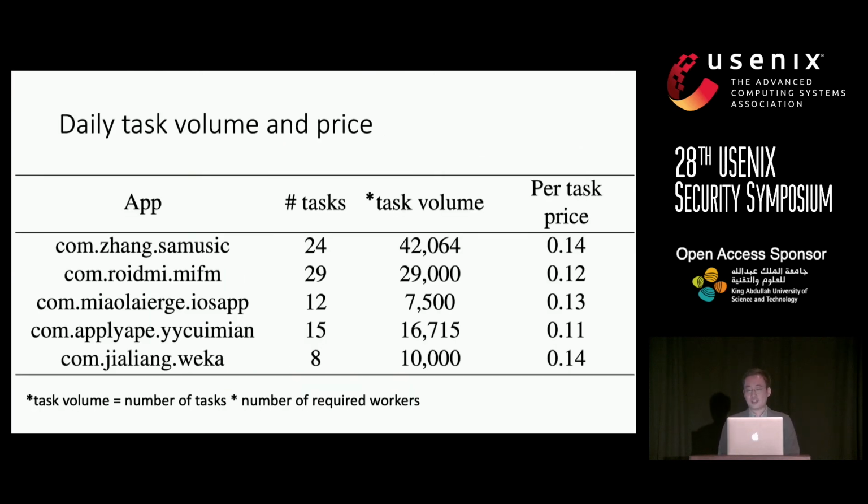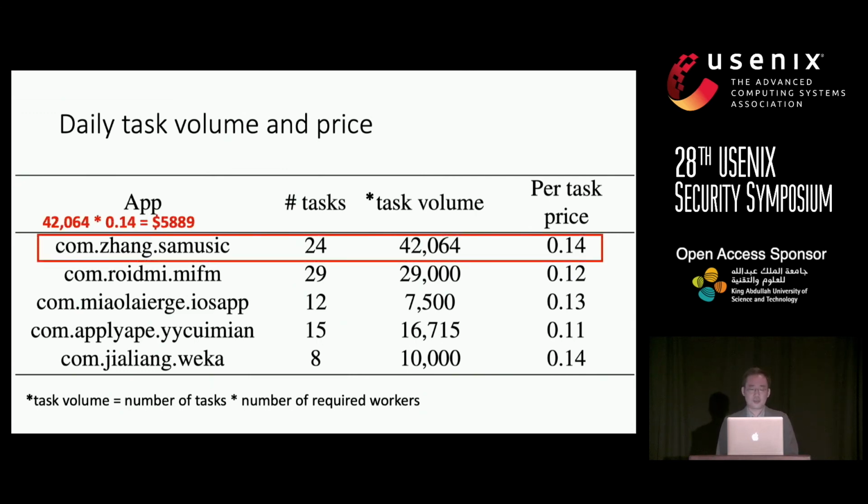To measure the task volume of the app, we crawled 5 apps' task information manually and the number of required workers through their crowdturfing UIs. By multiplying the daily task volume by the per task price, we get a number of $5,889. So the lower bound of the crowdturfing platform owner, the cybercriminal, will be $5,889.